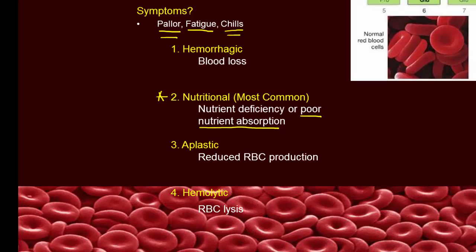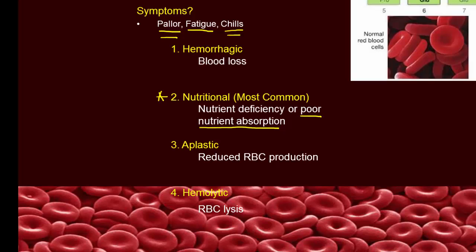Someone who might not be able to absorb nutrients very well might be someone who is older in age, so our more geriatric type of population. As we age, we have a tendency to absorb things less well, and that can develop.